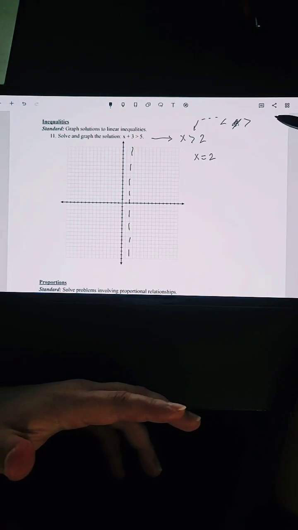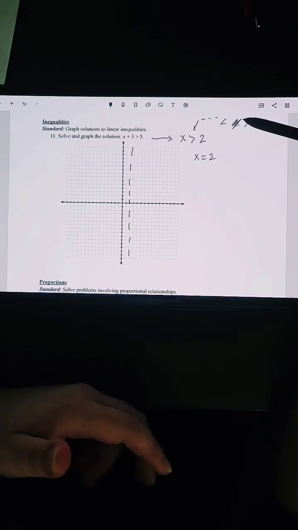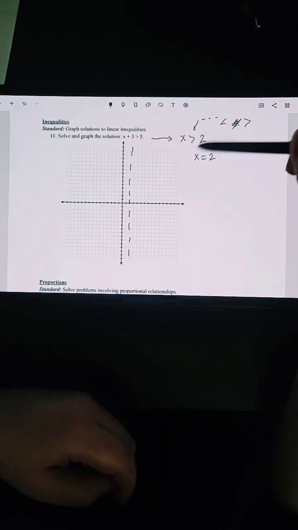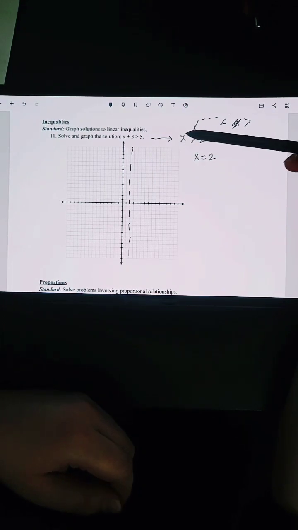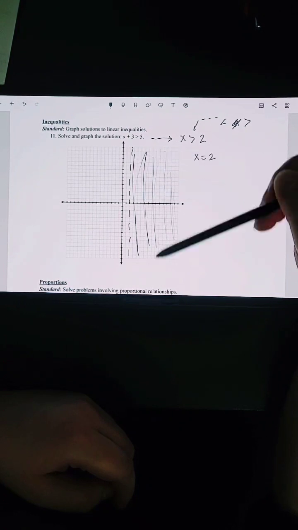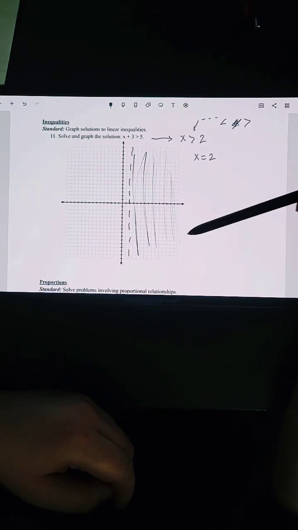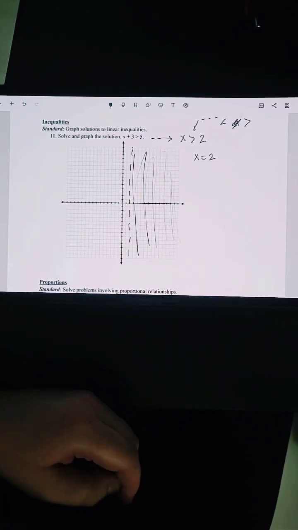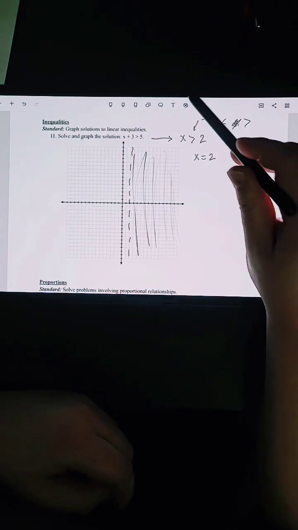And now I have to decide, okay, where am I going to shade it? It says x has to be greater than 2. So x can be all over here, because all of these represent x values that are greater than 2. So that would be that one.